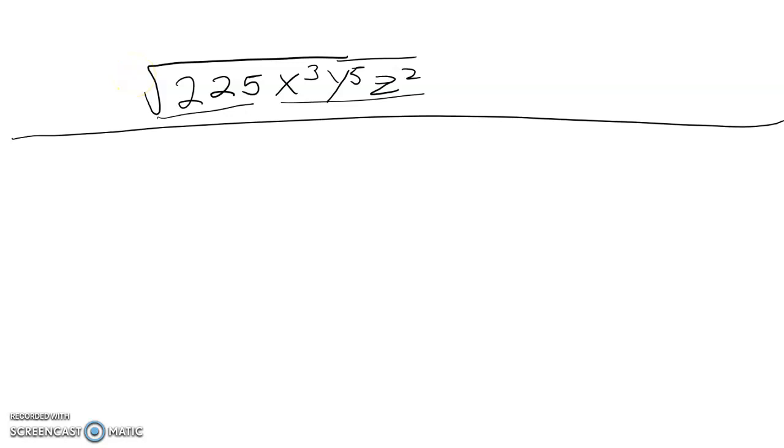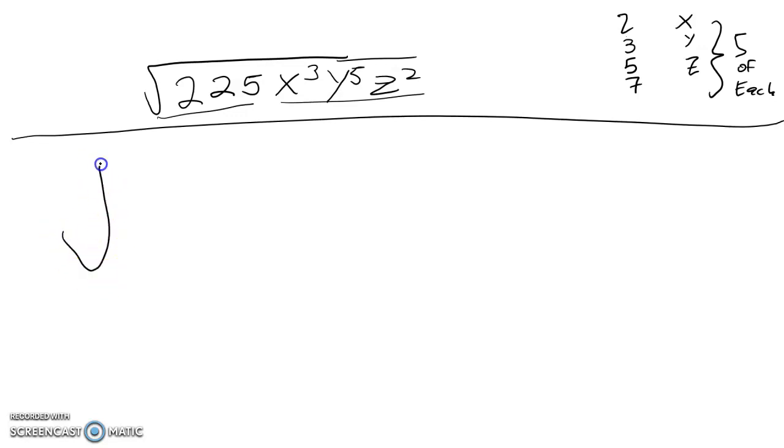So if we take a look at this radical, and actually before I do any of that, we're going to list out all of our card options over here. Again, we have 2's, 3's, 5's, and 7's, as well as x's, y's, and z's. Again, pretty self-explanatory. 5 of each. So if we take a look at this radical, it looks pretty gnarly. We got a pretty big number, 225. We got a lot of variables, x to the 3rd, y to the 5th, z to the 2nd. We got a lot of stuff going on here.